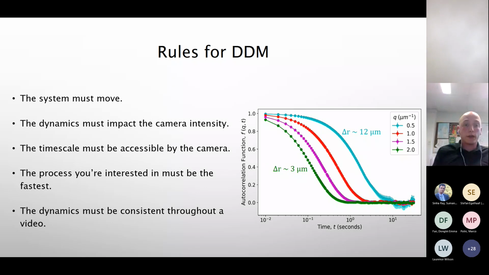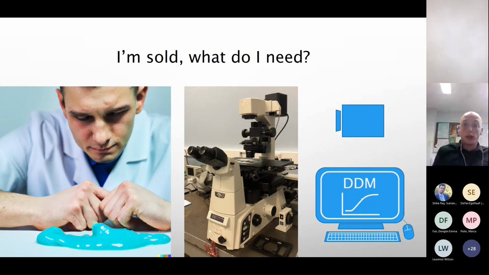And finally, your dynamics have to be pretty consistent throughout a video. So you're recording these videos for usually 10 seconds to a minute. If your diffusion coefficient is tripling in that time, you're going to get something that's a measured average of the lot. So your model might become a little bit more messy. So hopefully you've thought of some systems that will work well.